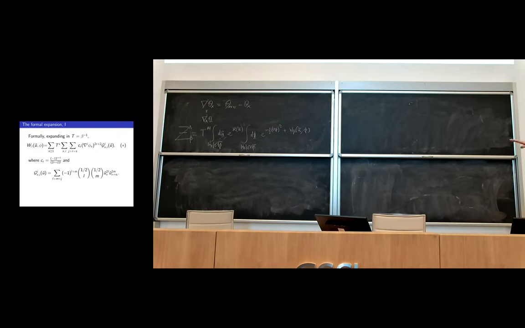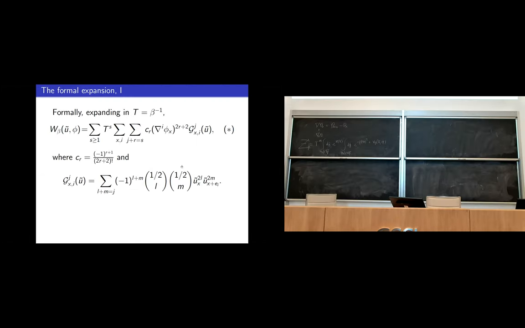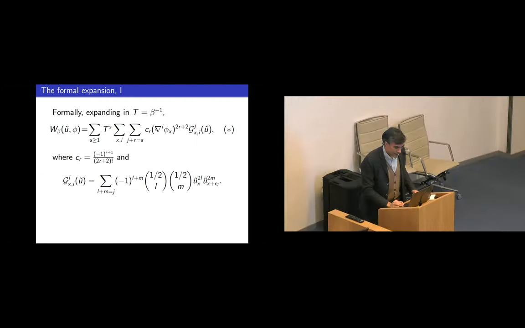Okay, and w beta you can write an explicit expansion. You don't really need to look at the details. A very important thing is that the phi dependence of this w is in the form of a gradient. So w beta is a gradient interaction in the phi, but a non-gradient interaction in the u.